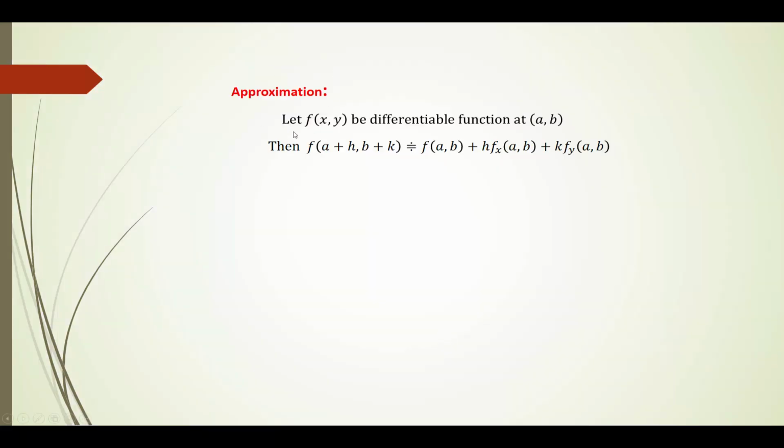Approximation. Let f(x,y) be a differentiable function at the point (a,b), then f(a+h, b+k) is approximately equal to f(a,b) + h·fx(a,b) + k·fy(a,b). To find the approximate value of f(a+h, b+k), its value is equal to f(a,b) + h·fx(a,b) + k·fy(a,b).